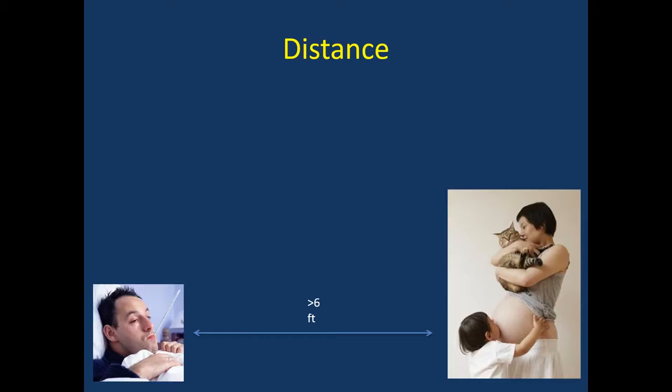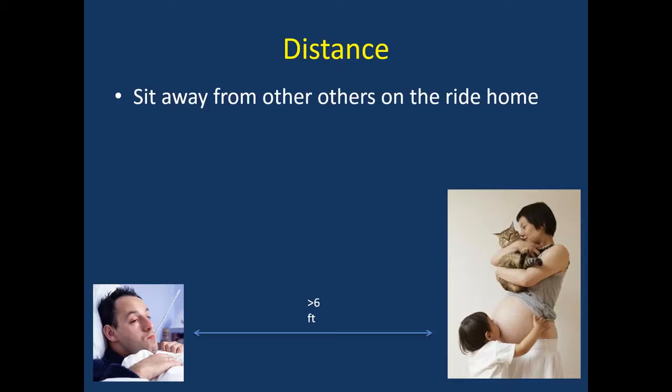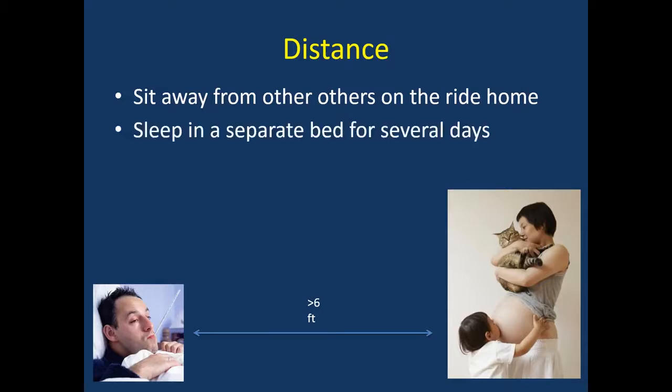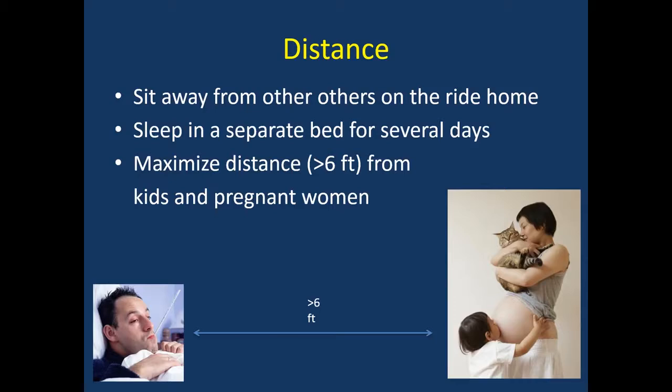Next, the farther you are away from someone, the less radiation they will receive. This includes pets. Sit as far away as possible from other passengers or drivers on the ride home. Avoid public transportation. Sleep in a separate bed for several nights. Again, maximize your distance greater than 6 feet from children and pregnant women. Avoid places where you might be close to people for long periods of time. If going to religious services, sit away from others in the back or in the balcony. Again, you will receive specific instructions detailing how long you should practice these precautions before you leave our department.